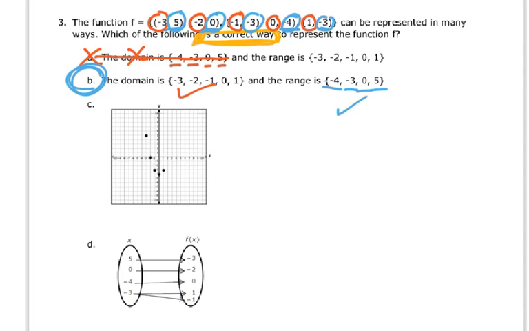Then this one here is obviously not correct. Okay, so we were looking to see which one is correct. My domain is definitely negative 3, negative 2, negative 1, 0, 1. My range is a negative 4, negative 3, 0, and 5. That's it. Number 3, very easy.